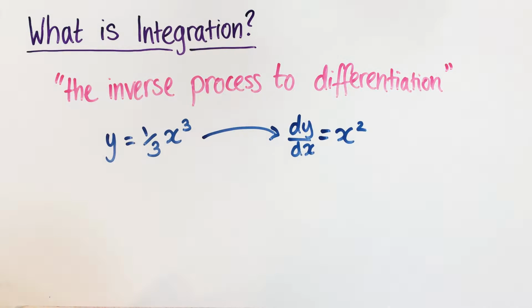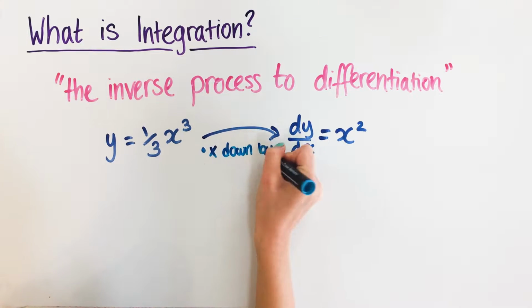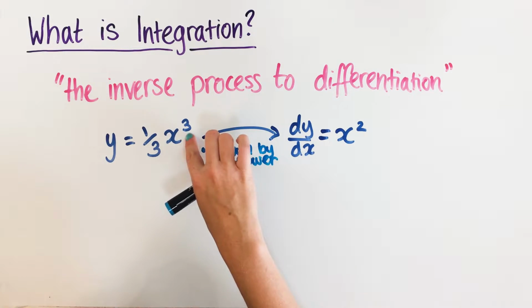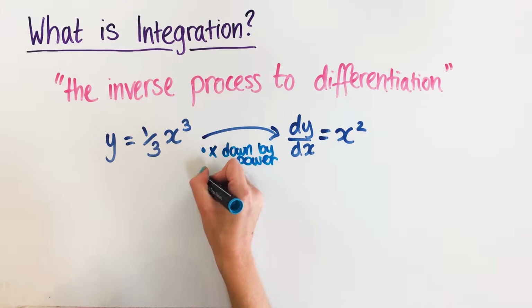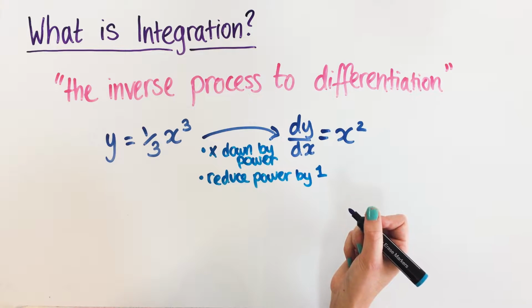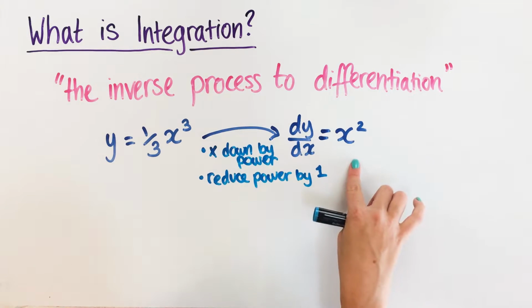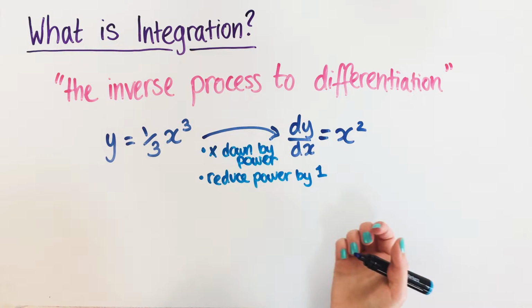And to work this out, you'd probably in your head multiply down by the power. So you do the 3 times the third, which gives you 1, and then you reduce the power by 1. So 3 minus 1 gives you the 2. So that's the normal process we think about when we differentiate. Now what if we were to reverse this process?